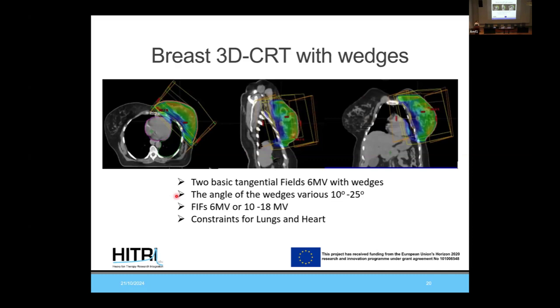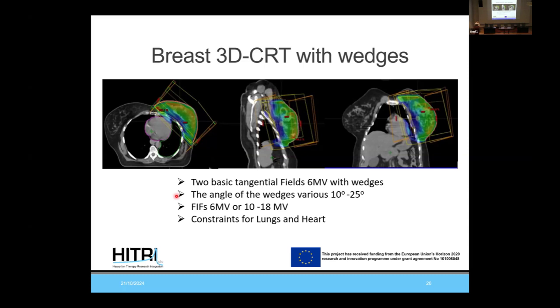It's not the gold standard, as I said, but if you want to start to use 3D Conformal for breast therapy, you always have to think, how can I see the target smaller? I can rotate the gantry, or I can rotate the collimator, or I can rotate the couch. I have two basic tangential fields. What does this mean, tangential fields?